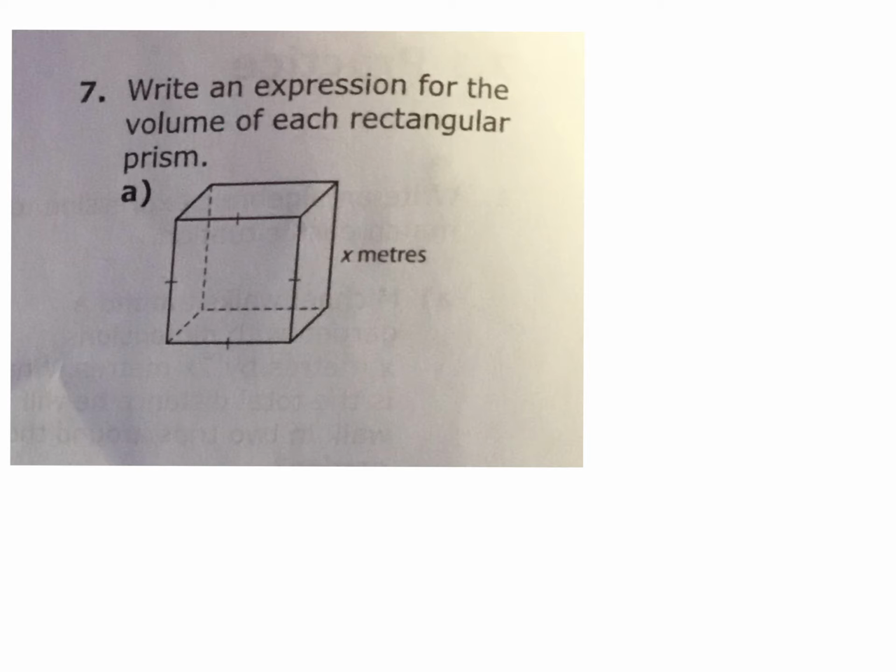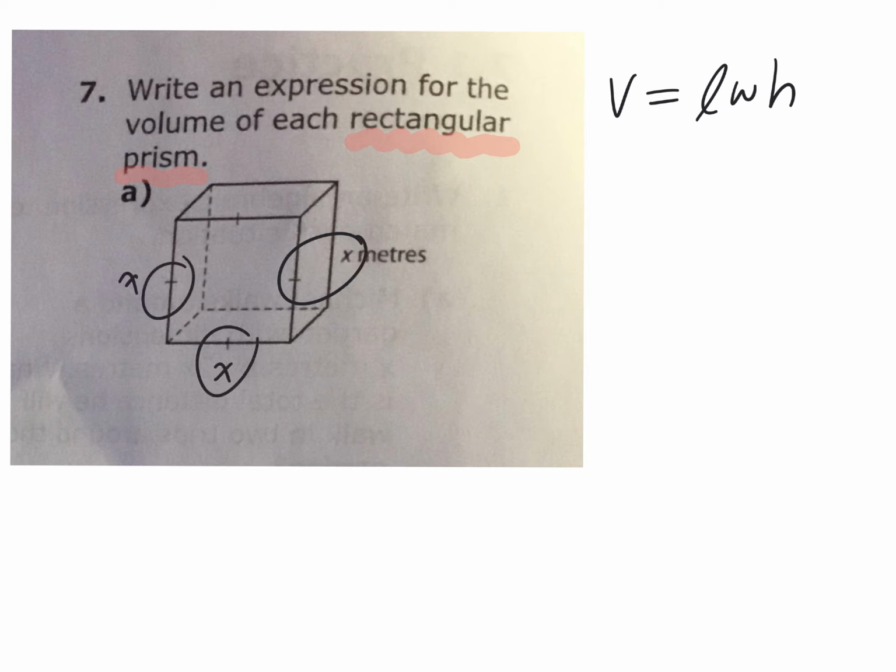Okay, we're writing an expression for the volume of each rectangular prism. What's the formula for volume of a rectangular prism? Length times width times height. Yes, it's a cube. So we're taking the length, which is x, the width is x, and the height is x. They're all the same because it's a cube.